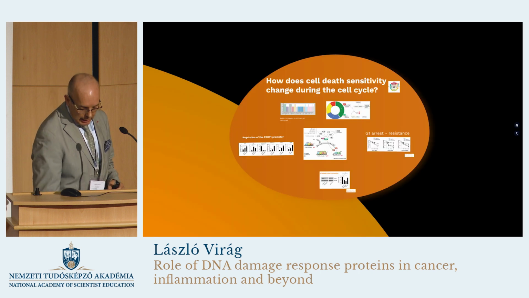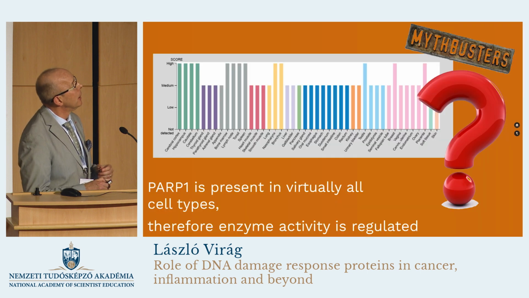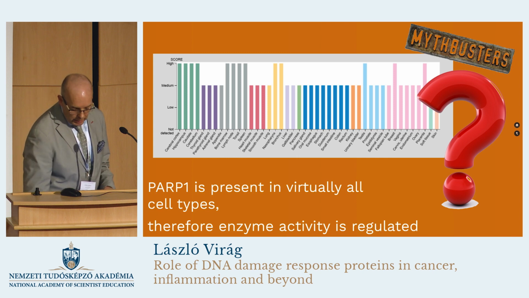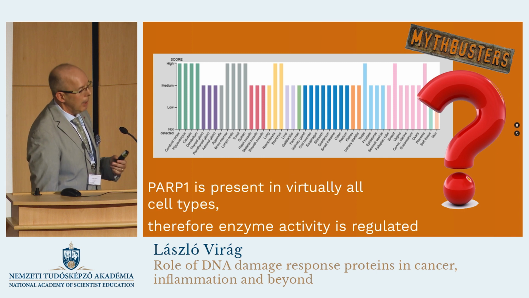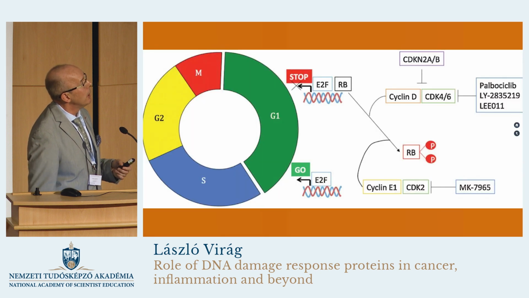And finally, let me show you some data emphasizing the importance of PARP1 expression. PARP1 is a protein that can be found everywhere. At least at the medium level, you can find it in every single organ. Some contain quite a lot. So people think that it's an abundant enzyme, so it's regulated at the level of activity and not gene expression. But the thing is that it's not necessarily always the case.